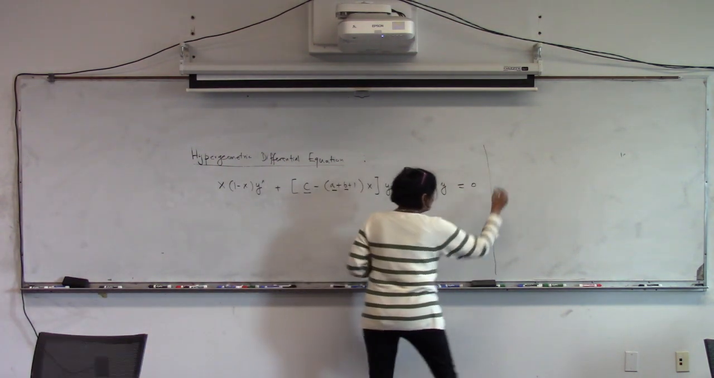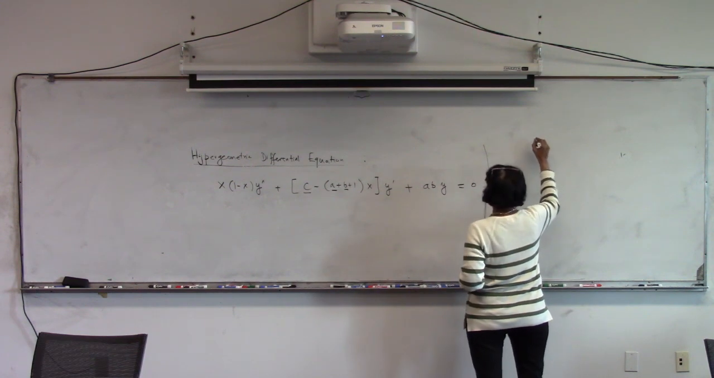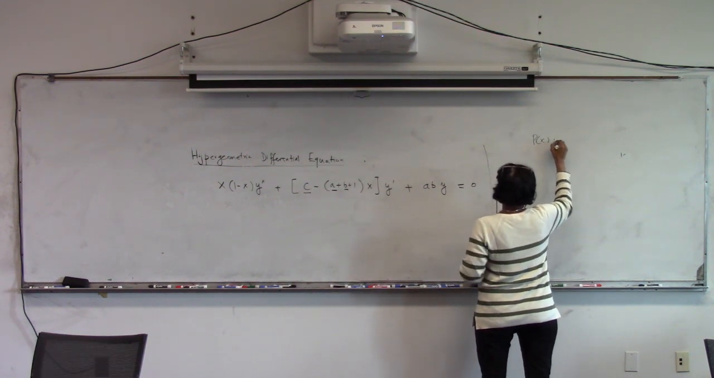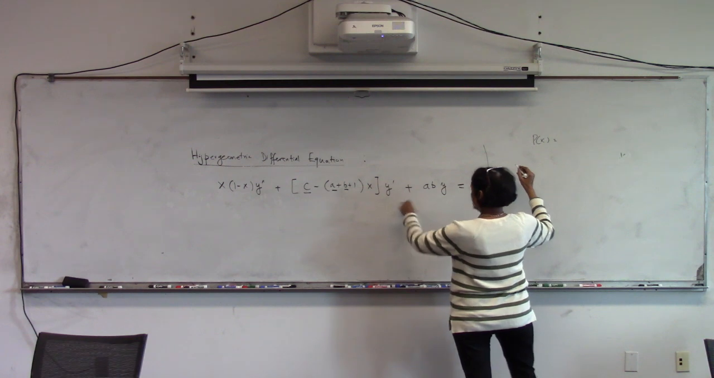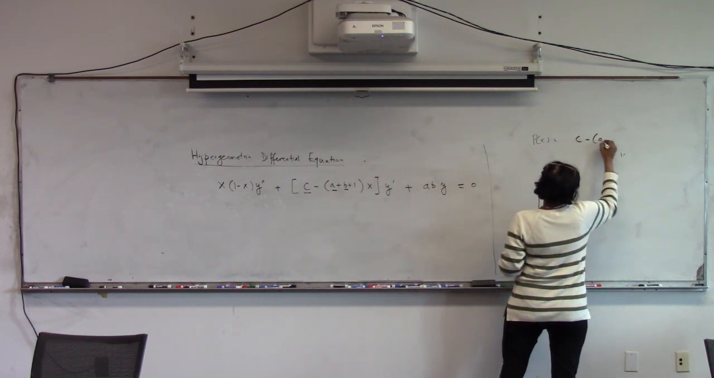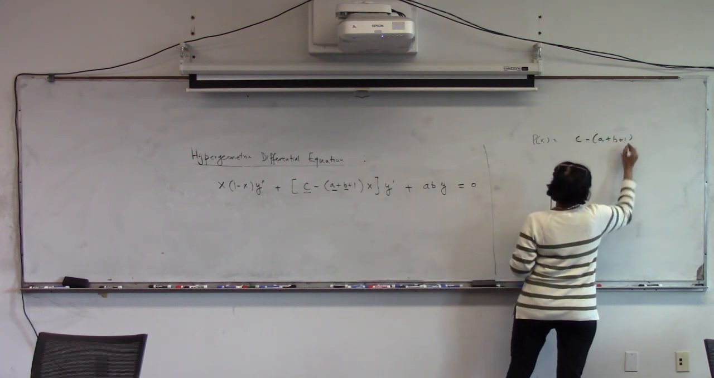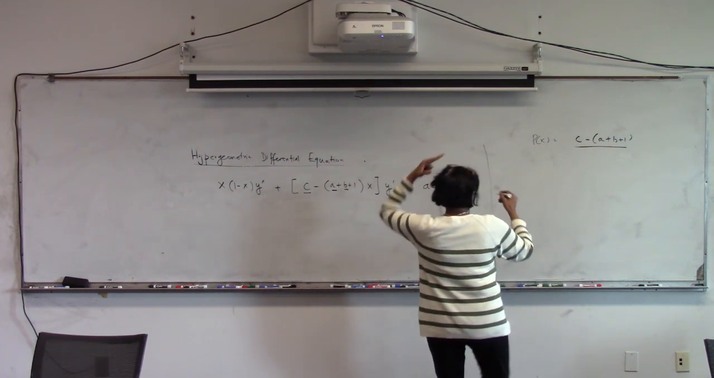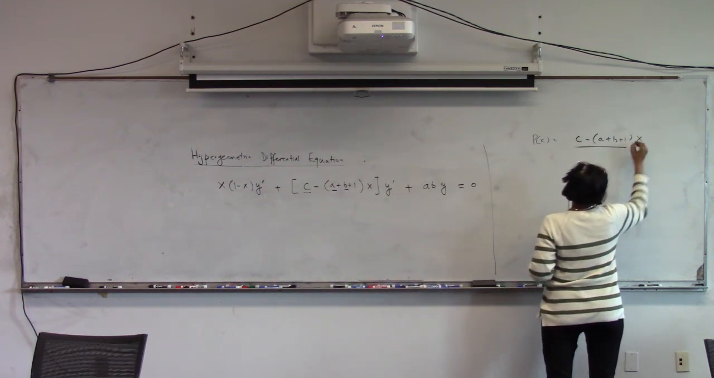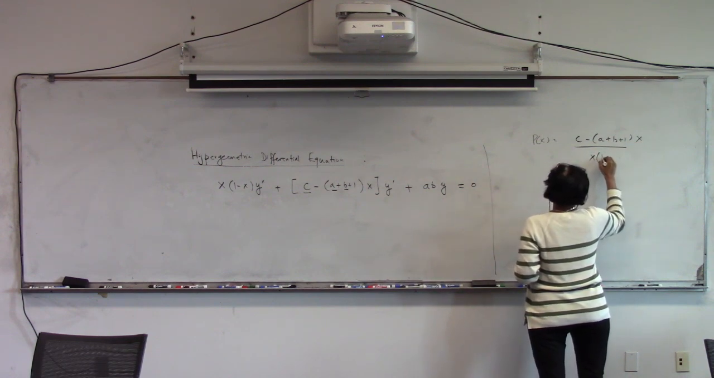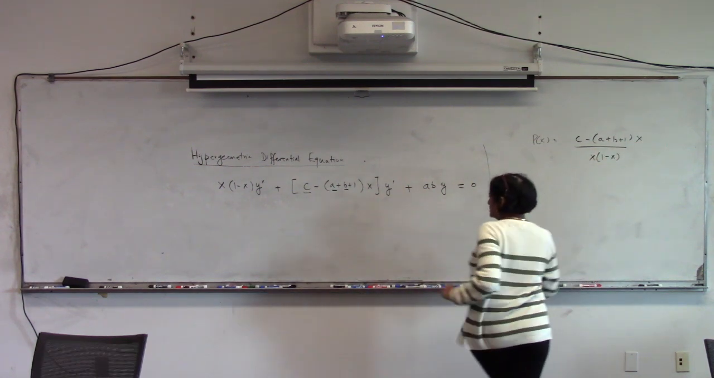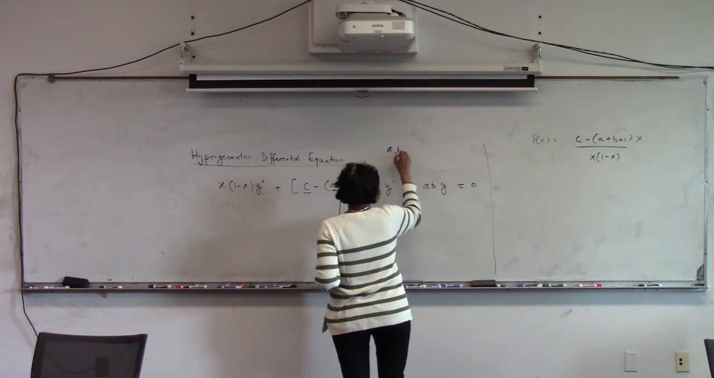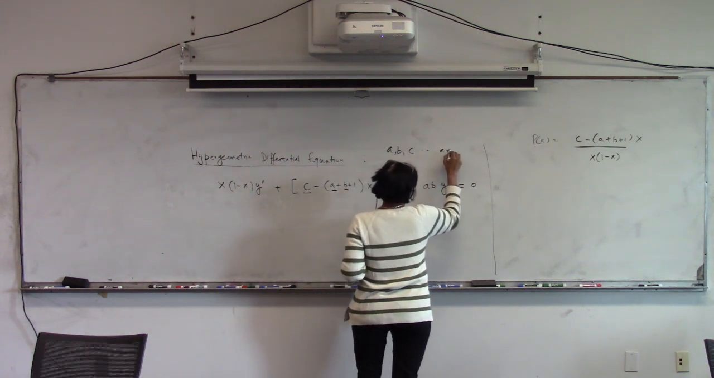So let us go through the regular process that we normally do and quickly, C minus. So A, B, C are some real numbers.